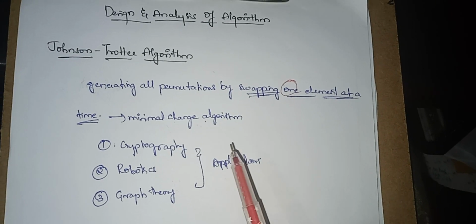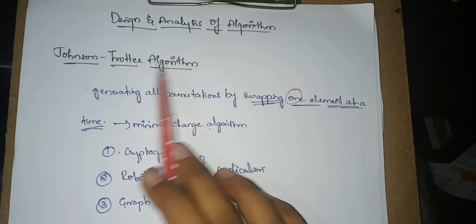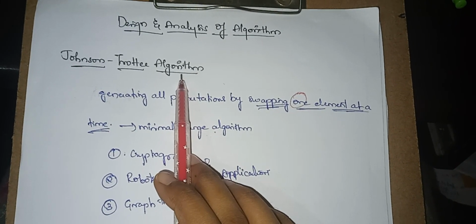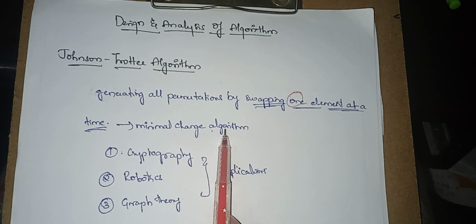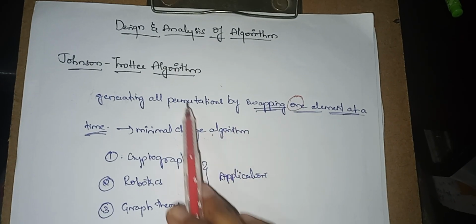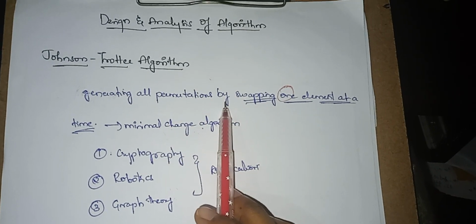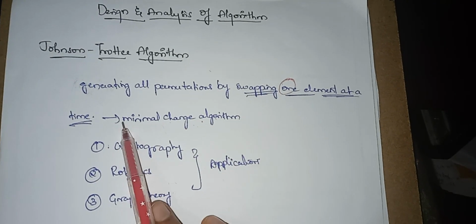Hello viewers. So today we'll be discussing the Johnson-Trotter algorithm. The Johnson-Trotter algorithm is a part of the minimal change algorithms. It is one of the classifications of minimal change algorithms. This algorithm is used for generating all permutations by swapping one element at a time.